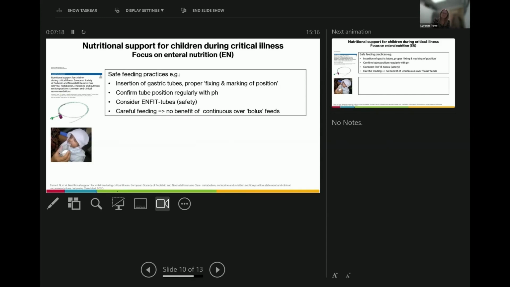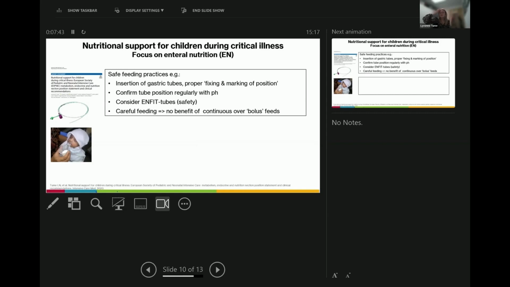You need insertion of the tube properly. You need confirmation of the tube position. We use pH. Of course, that may or may not be possible with you. We try not to use x-rays. That's an absolutely last resort for us. And of course, safe tubing, so you don't get it mixed up with an intravenous line. So we have specific tubes for that.